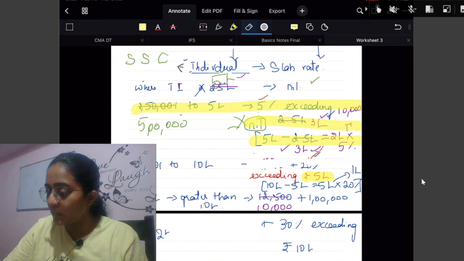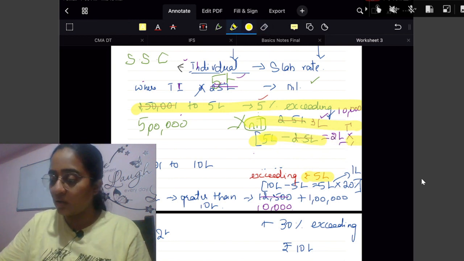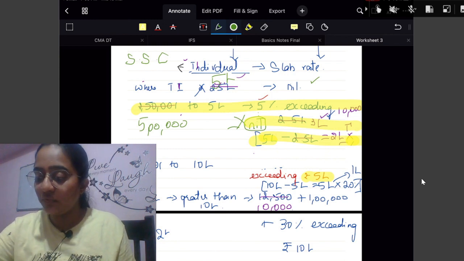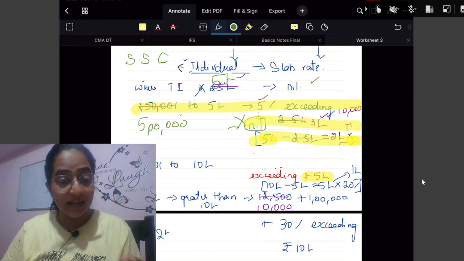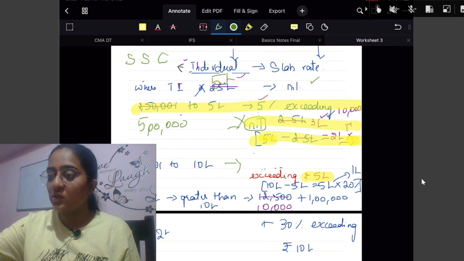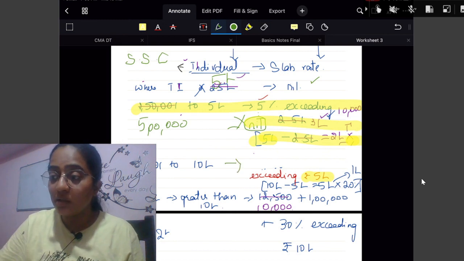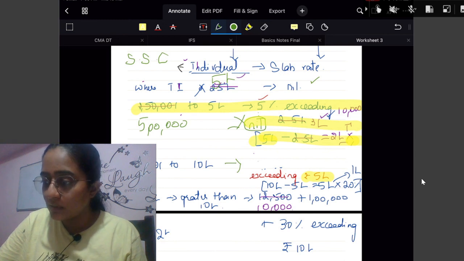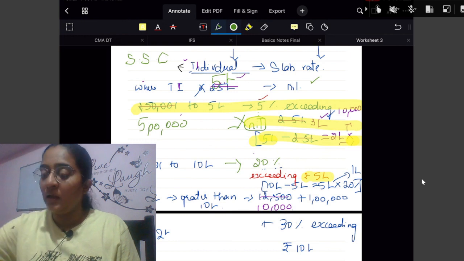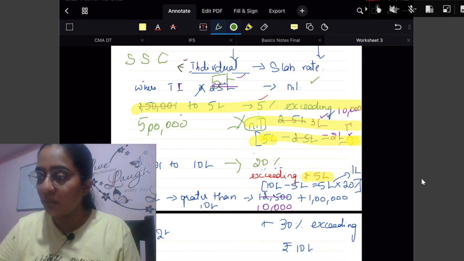Simple. Now, let's try to understand for the third one. The entire thing will not come, that is up to 5 lakh. Now, for the person who is greater than 5 lakh to 10 lakh for that matter, in case of 5 lakh to 10 lakh, it's going to be 20% for that matter.